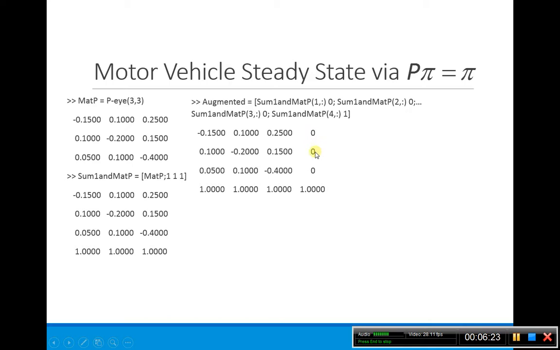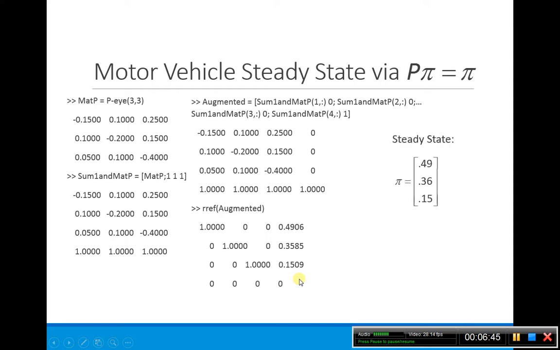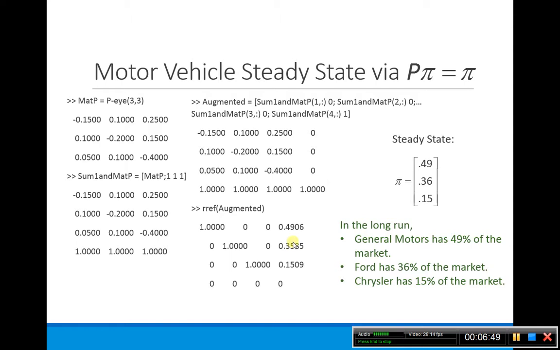But I don't have my right hand side, so I have to get it. I want my right hand side to be 0, 0, 1, right? Because I made the P minus I times pi, and that should be equal to 0, and then all of them should sum to 1. So I had to add in that right side. I call this matrix augmented. Once I have my augmented matrix, I can find its reduced echelon form. And here's my steady state, and notice it's the exact same thing as before. I come to the same conclusion that in the long run, General Motors is more than likely to be out on top because they were able to retain their customers.